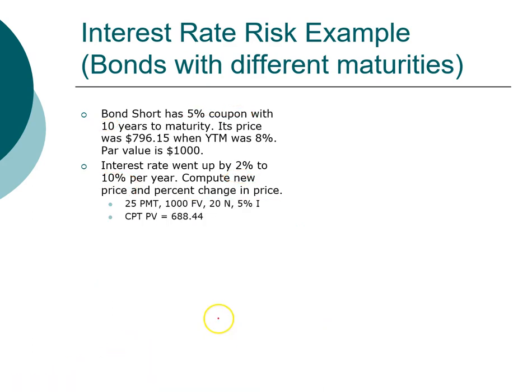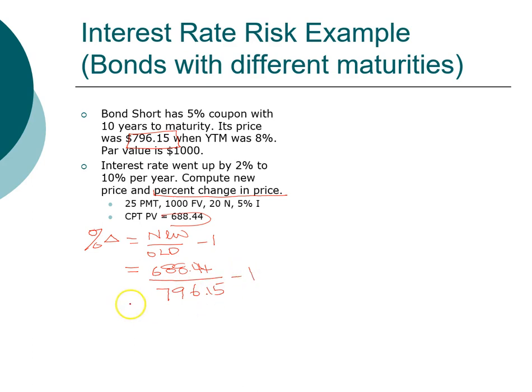Okay, great. Next, we're going to compute the percentage change in price. Anytime you're computing a percentage change, you can use the same formula. You probably learned this a long time ago. The percentage change is equal to the new value divided by the old value minus 1. So in our case, we take the new price, which we just computed, $688.44, divided by the old price, which we're given, $796.15. We subtract that by 1.